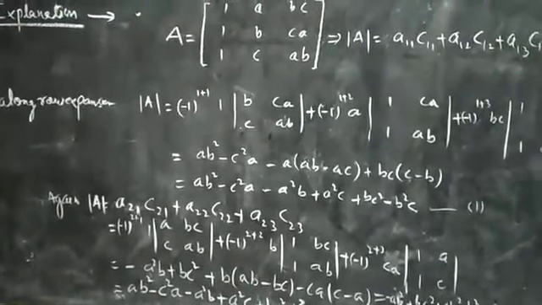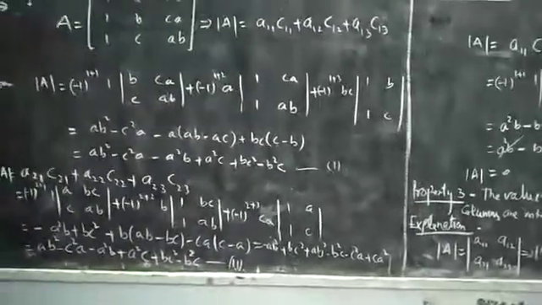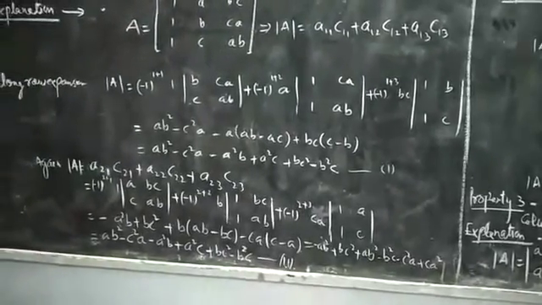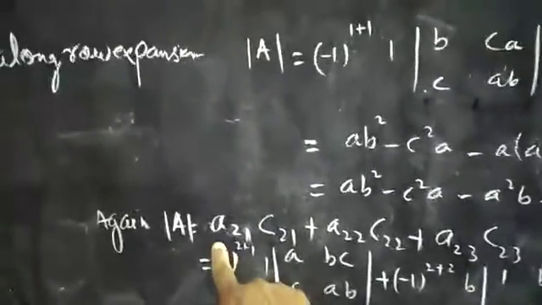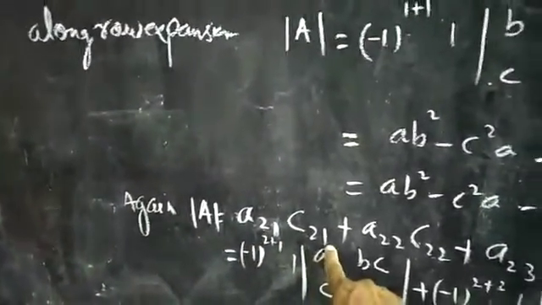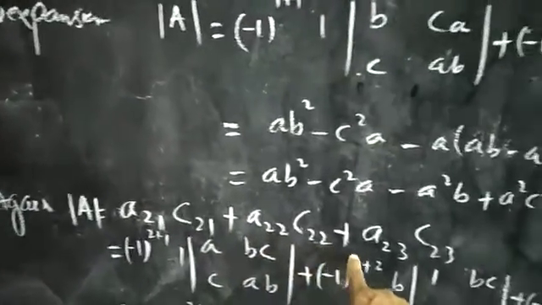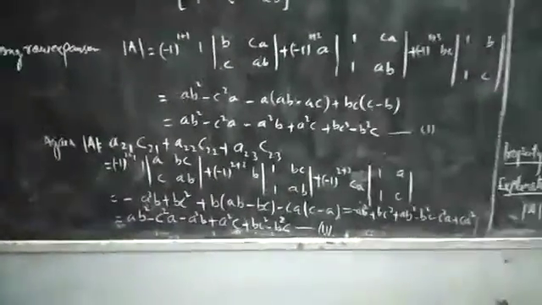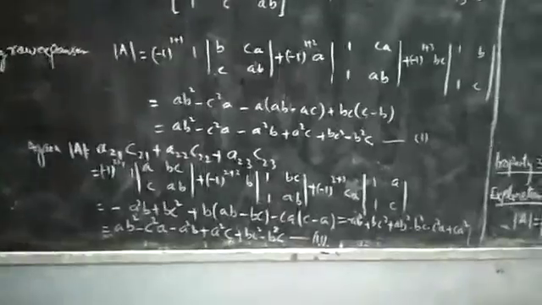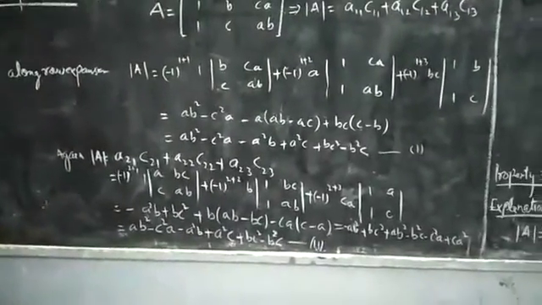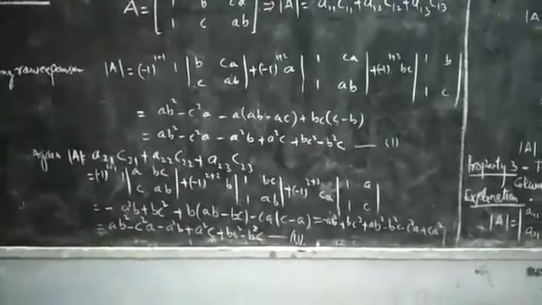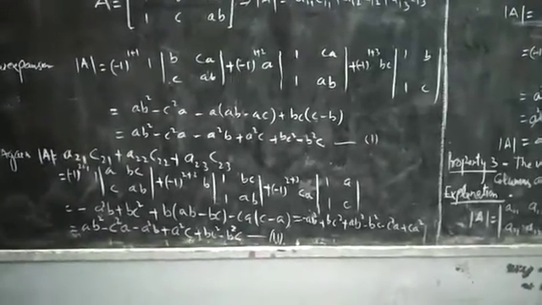Again, if we change the determinant's elements and their cofactors, like determinant A equals a21 C21 plus a22 C22 plus a23 C23, after expansion we can also find the value of determinant of A is equal to a b squared minus c squared a minus a squared b plus a squared c plus b c squared minus b squared c.